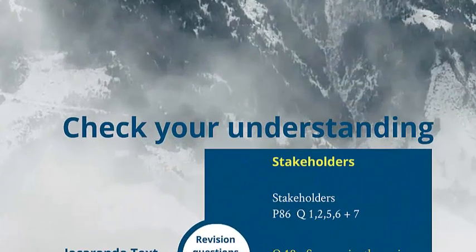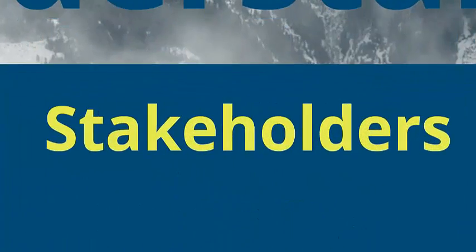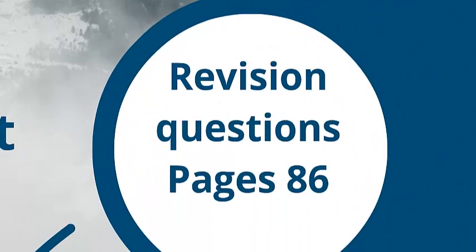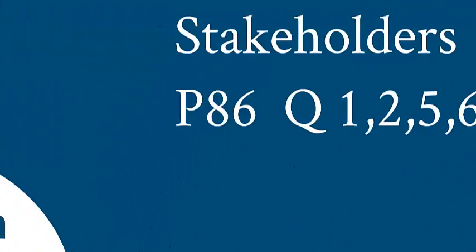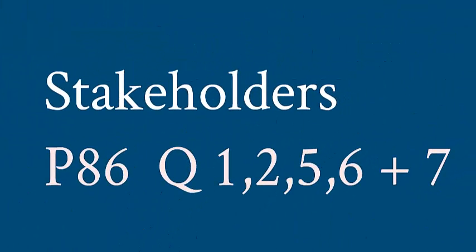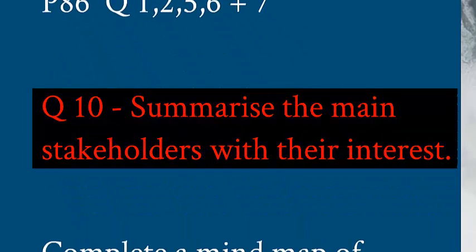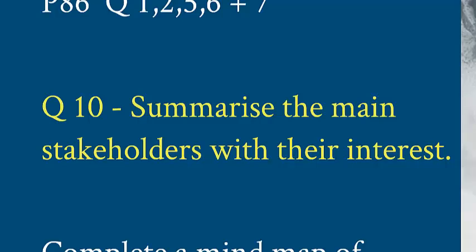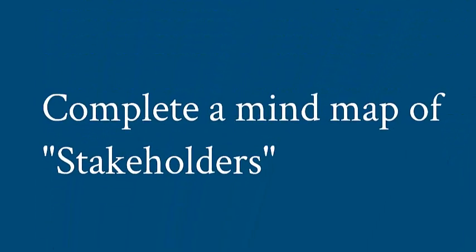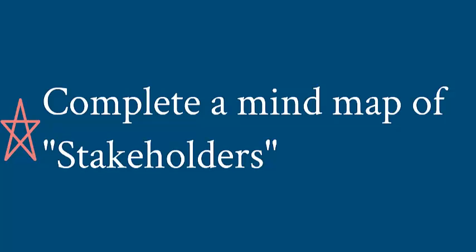Okay, now again it's time to check your understanding to do with stakeholders. This is on page 86, and I'd like you to complete questions 1, 2, 5, 6 and 7. As well as that, I want you to do question 10, which is a table, summarising the main stakeholders with their interests, which is really a summary of what I've been talking to you about, and as well as that, a mind map for a similar purpose.